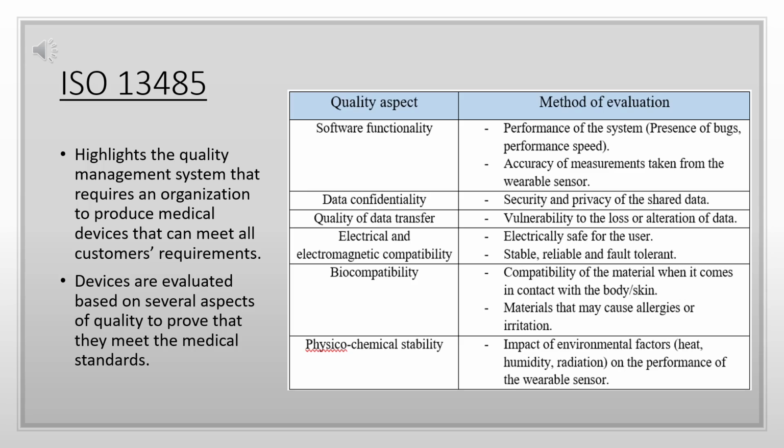The design will be evaluated based on a few quality aspects such as software functionality, data confidentiality, quality of data transfer, electrical and electromagnetic compatibility, biocompatibility, and physical-chemical stability. Method of evaluation is shown here in this table, where all devices are checked based on whether they have met these requirements or not. For example, if the performance of the system is good with no bugs issued and measurements recorded by the watch are all accurate, this software functionality is achieved.